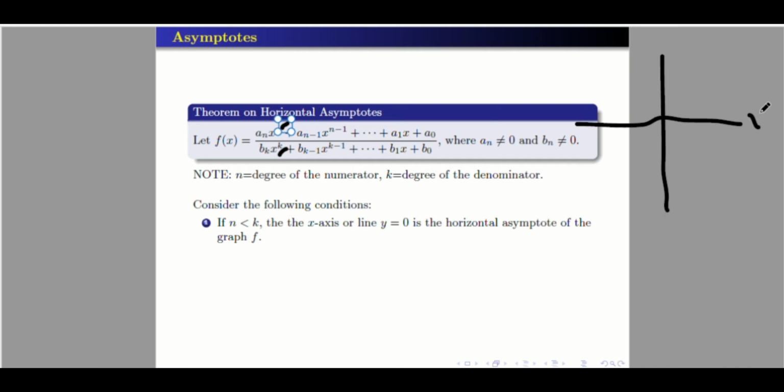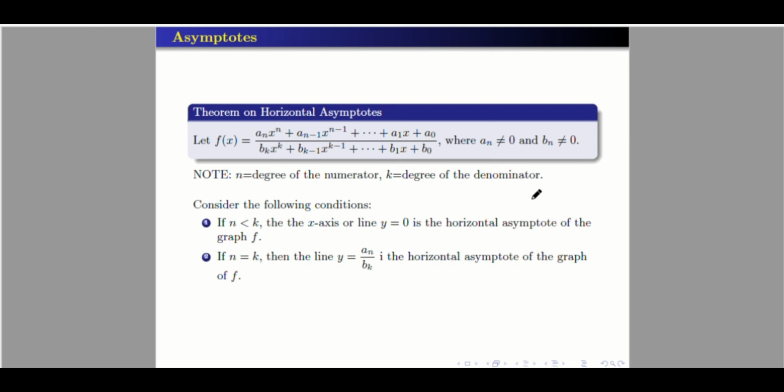So automatically, y equals 0 will be our horizontal asymptote, meaning our c here is 0. Number 2, if n is equal to k, if the degrees of the numerator and denominator are the same, we just take the division of the leading coefficients. And if n is greater than k, then f has no horizontal asymptote. So we only consider these three conditions.